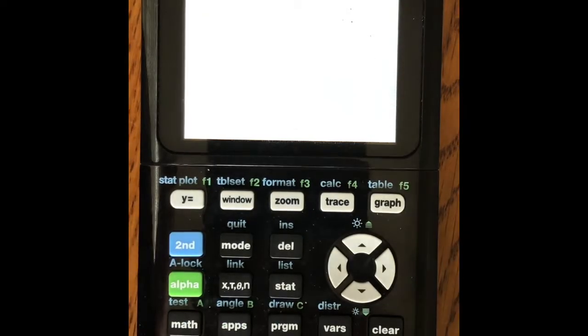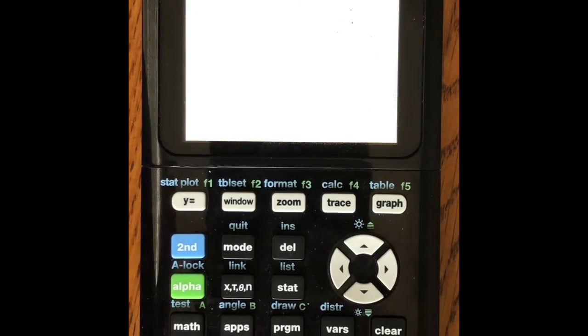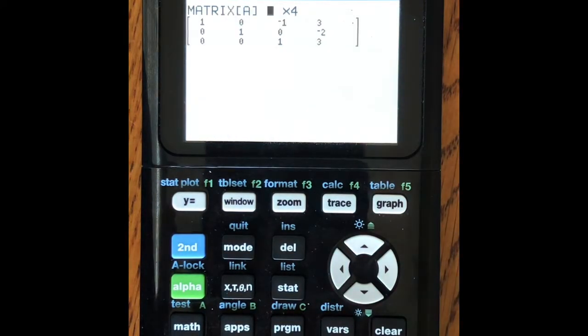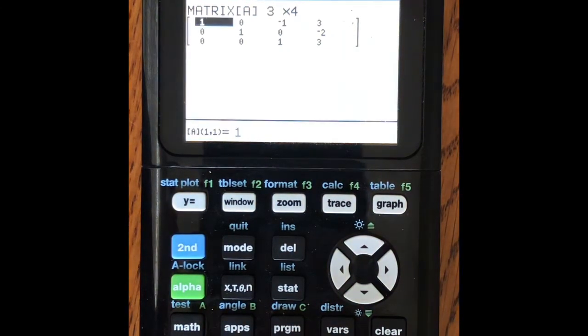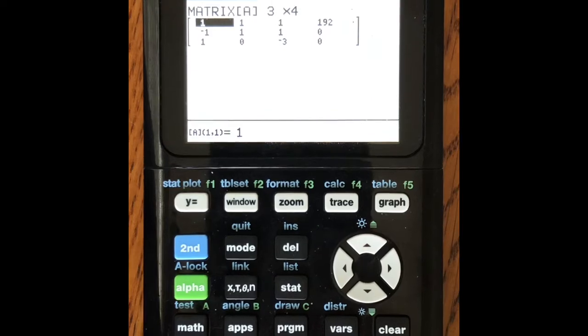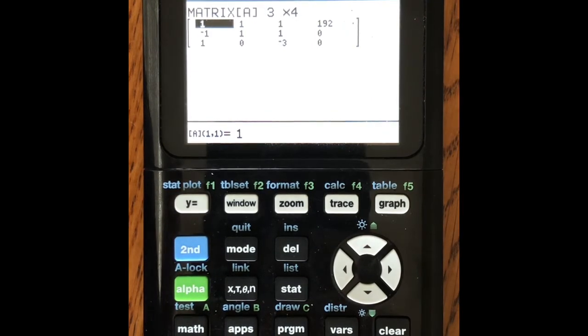Okay, so for application problems only, for these larger systems, this is how you're going to be allowed to handle them. Go ahead and hit second matrix, and then go to edit. And our size here is a 3x4. Let's go ahead and enter in the entries. So 1, 1, 192, and then negative 1, 1, 1, 0, and then 1, 0, negative 3, 0. All right, so we've locked in our entries. Let's check those. I think they look good.